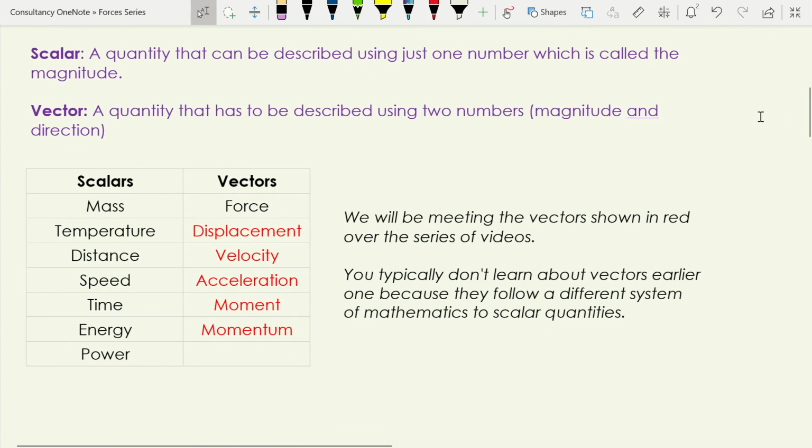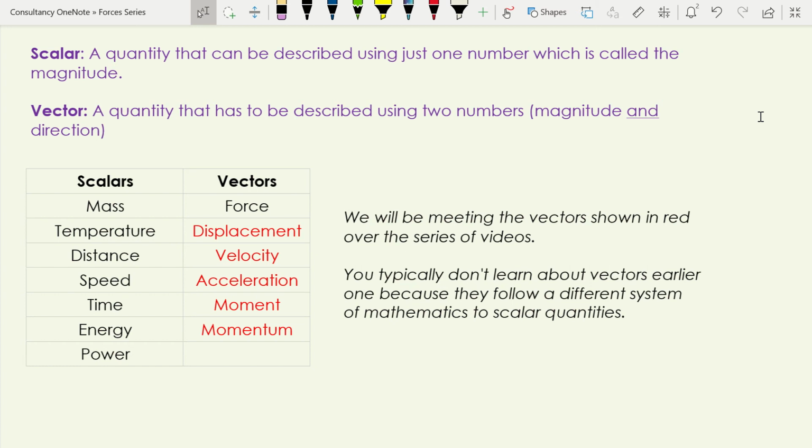A scalar is a quantity that can be described using just one number, and that number is called the magnitude. And a vector is a quantity that has to be described using two numbers, magnitude and direction. Now, sometimes vectors are described using more than two numbers, but you need a minimum of two numbers to describe them. Again, you'll notice those are in purple. So if you want to note those down with your notes on what a quantity is, then we can get started on some more stuff. Pause the video if you need to.